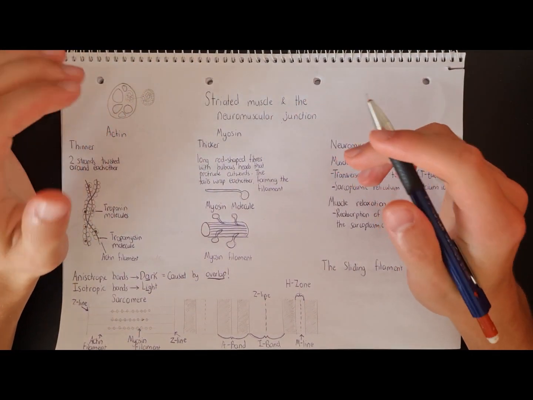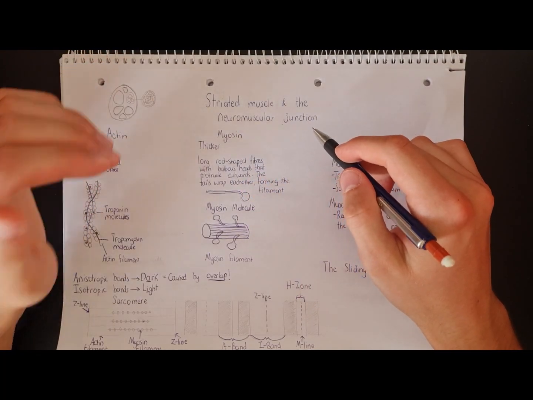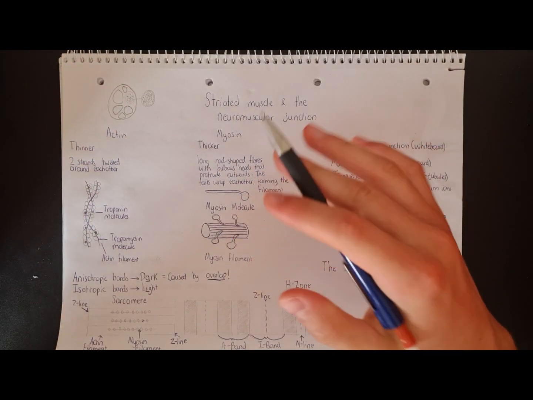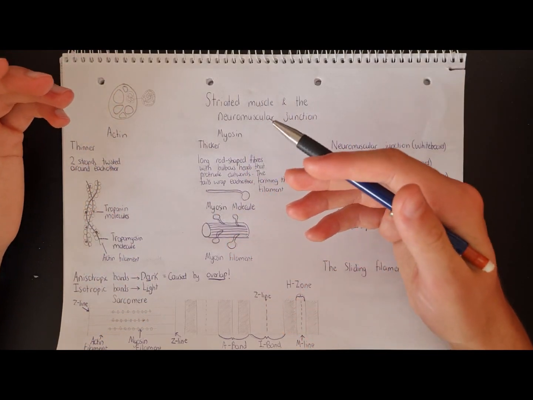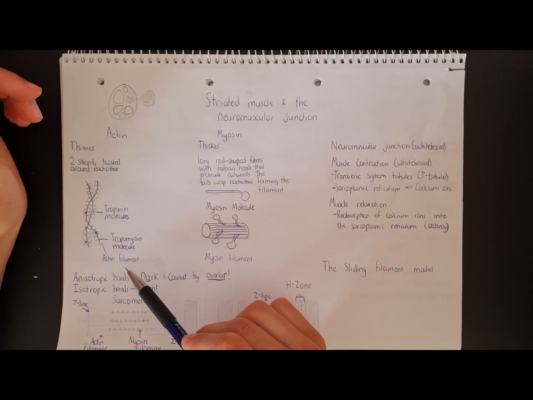In today's video, we're going to be taking a look at striated muscle and the neuromuscular junction for A-level biology. Now, the first thing that we need to cover are the two different filaments that we have in striated muscle. So we have actin filaments.